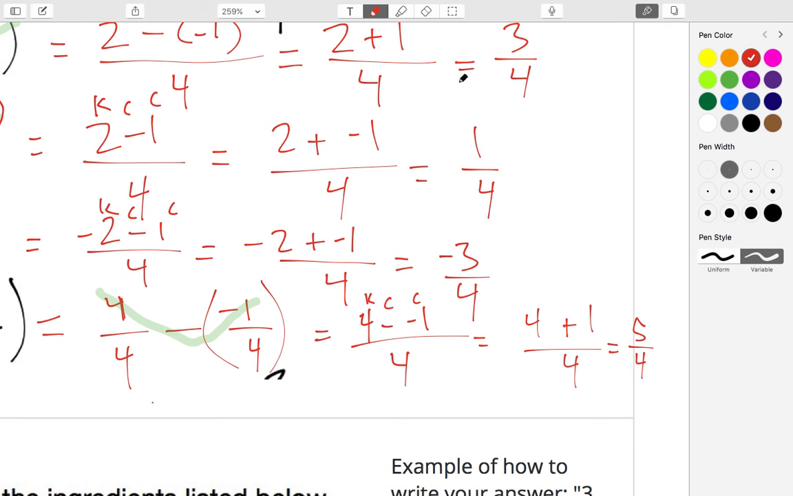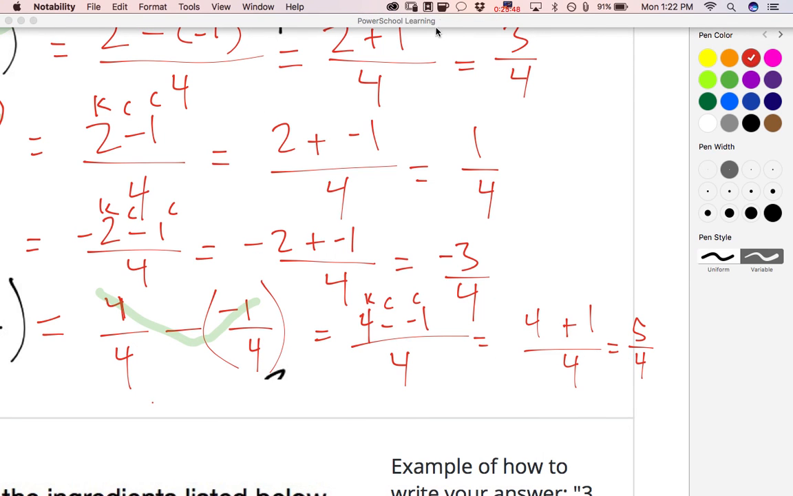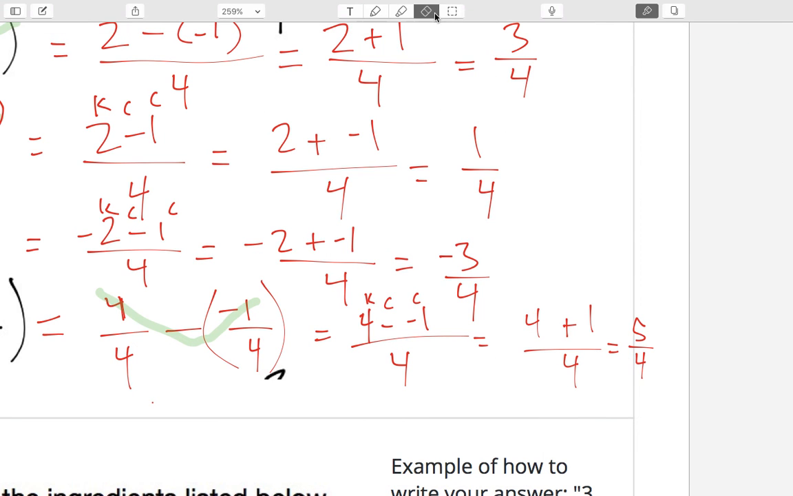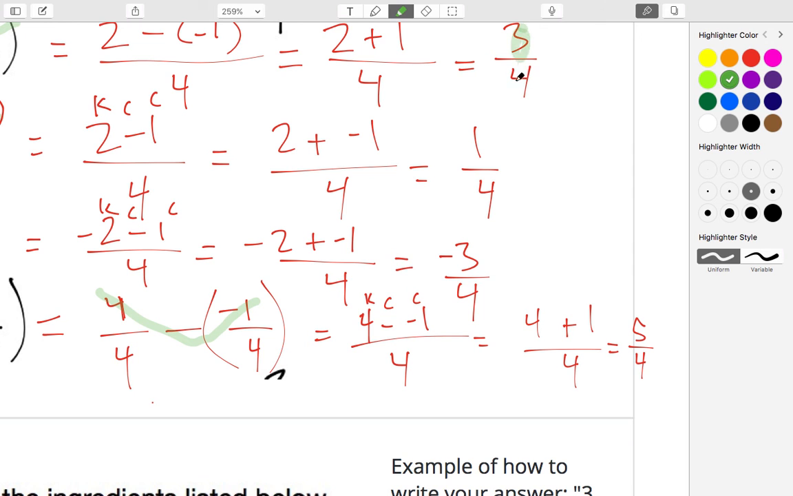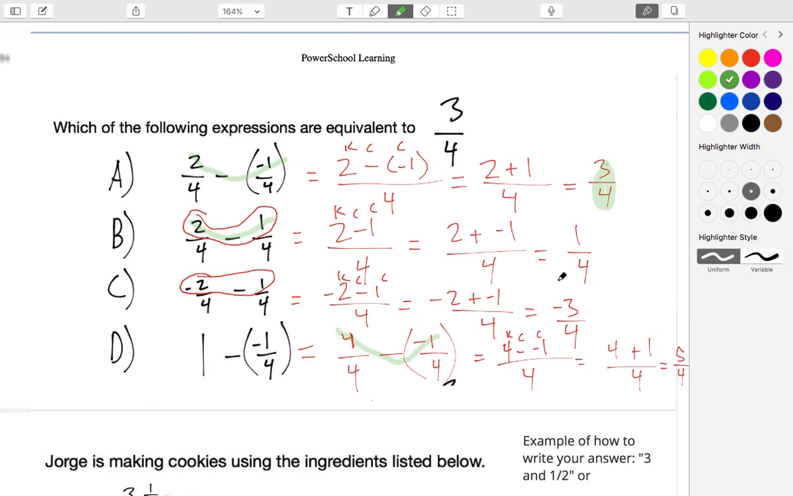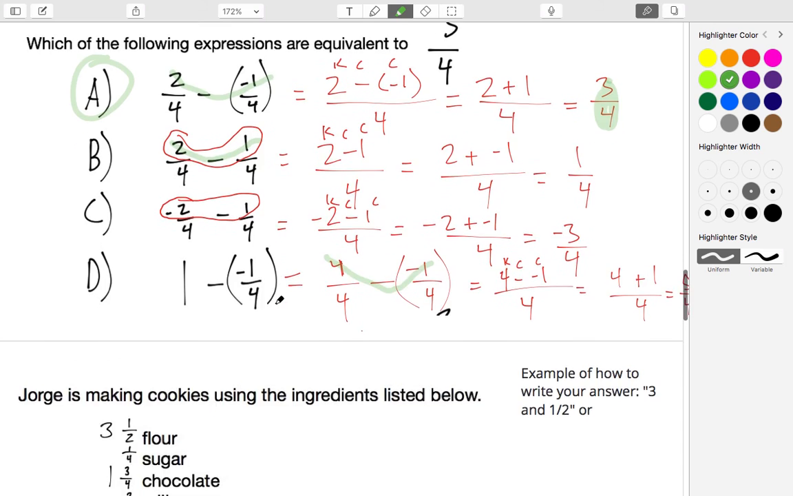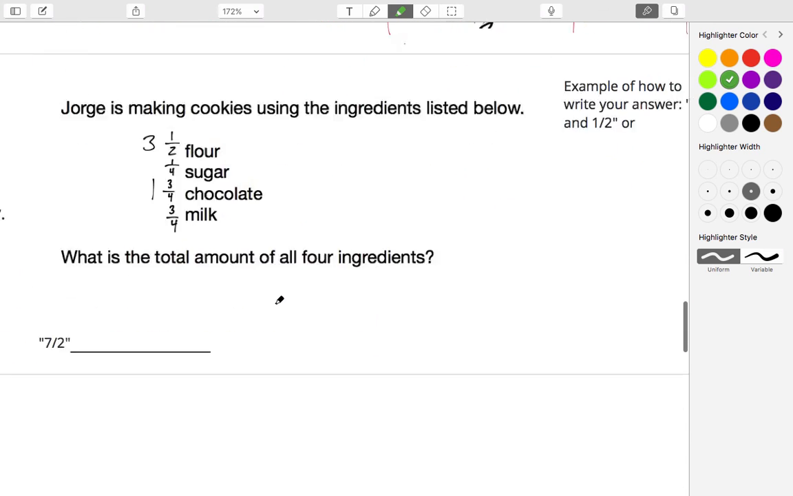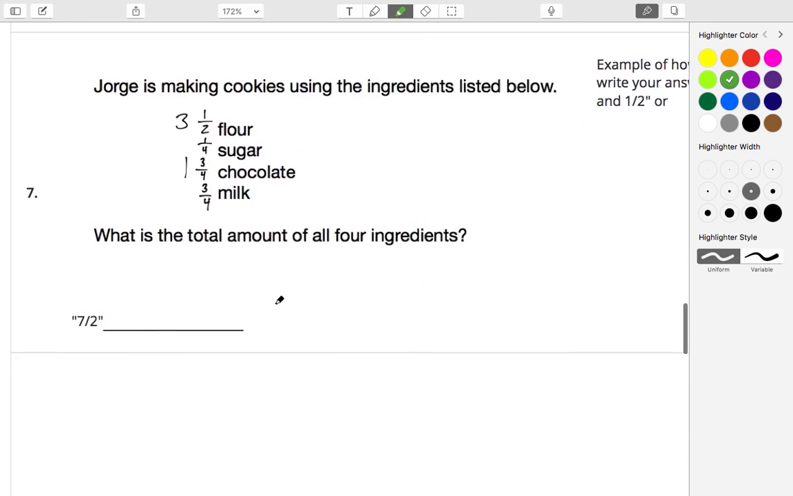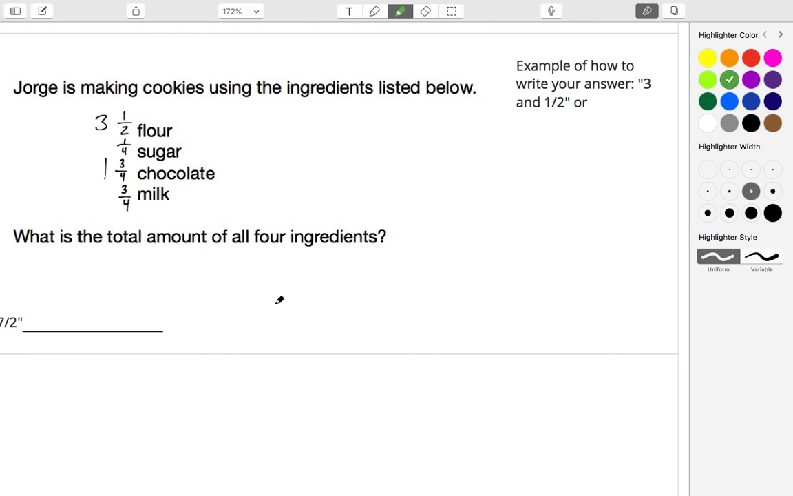Okay, let's go back over. Which ones had 3 over 4 as the correct answer? So this one and any others? No, so A is your only answer here. Okay, this one, what were you supposed to do to get the answer? Add all of them together. So you should have 3 plus 1.